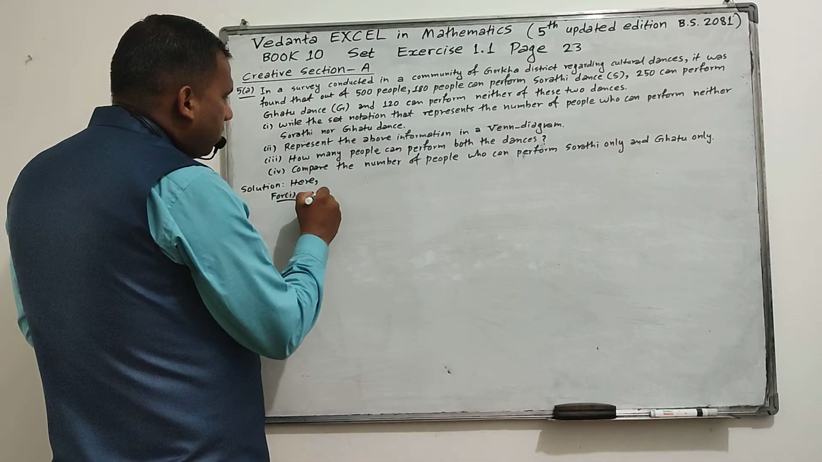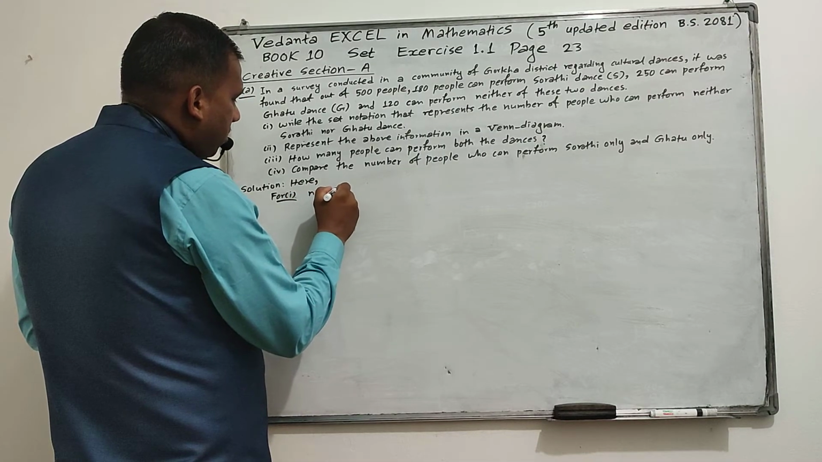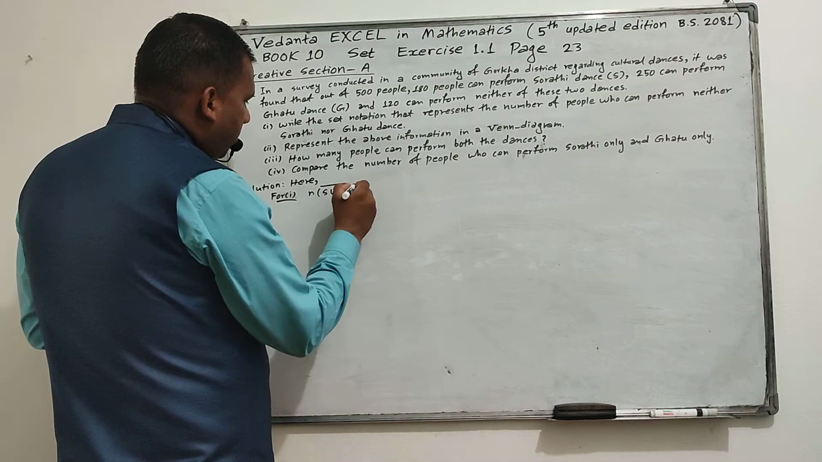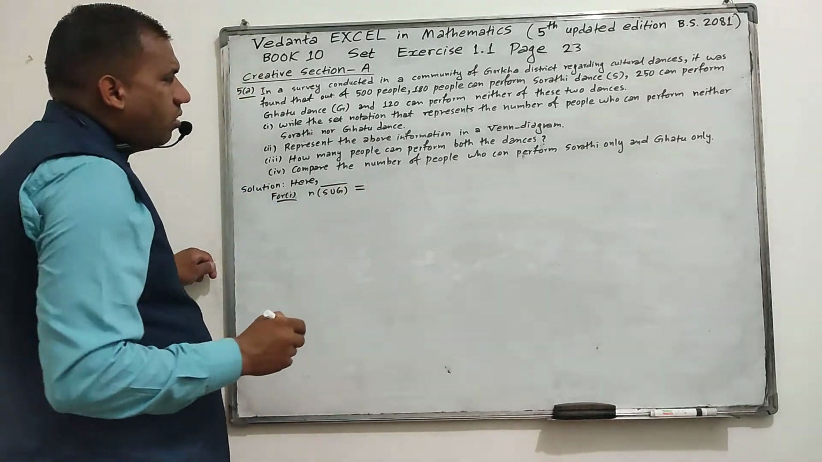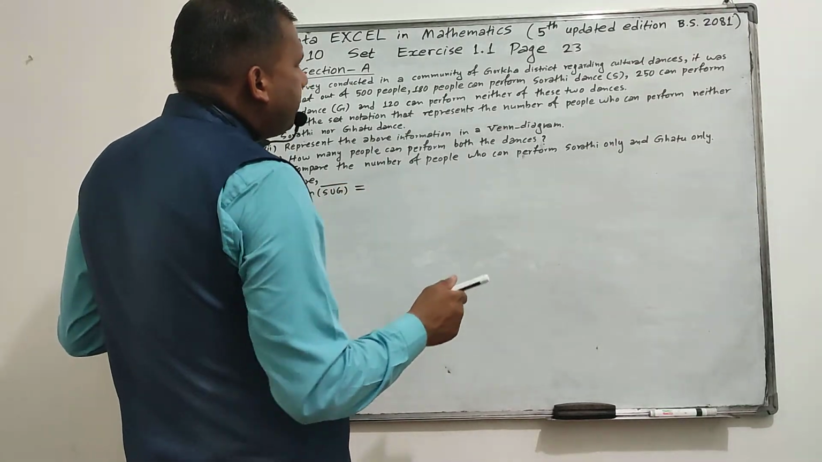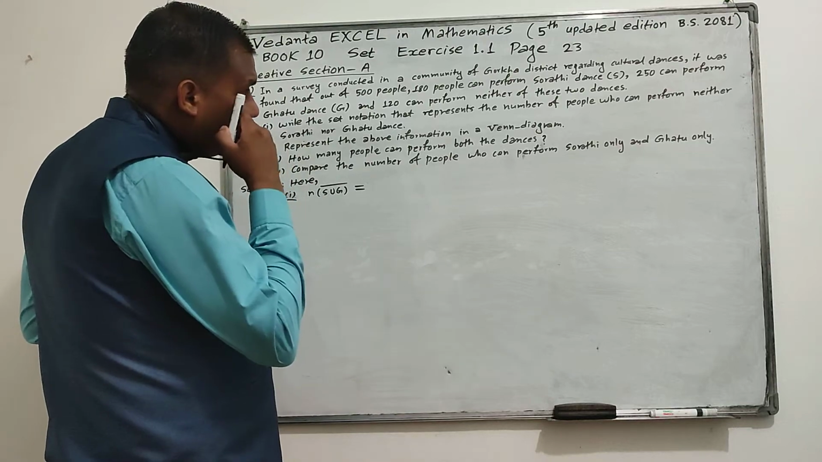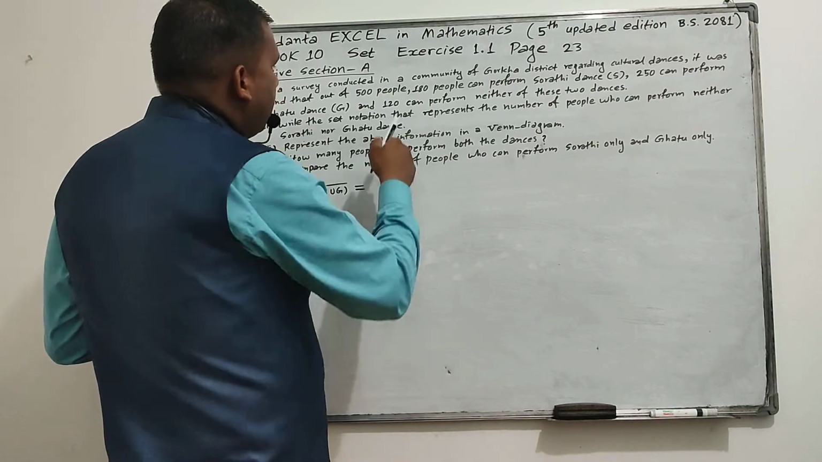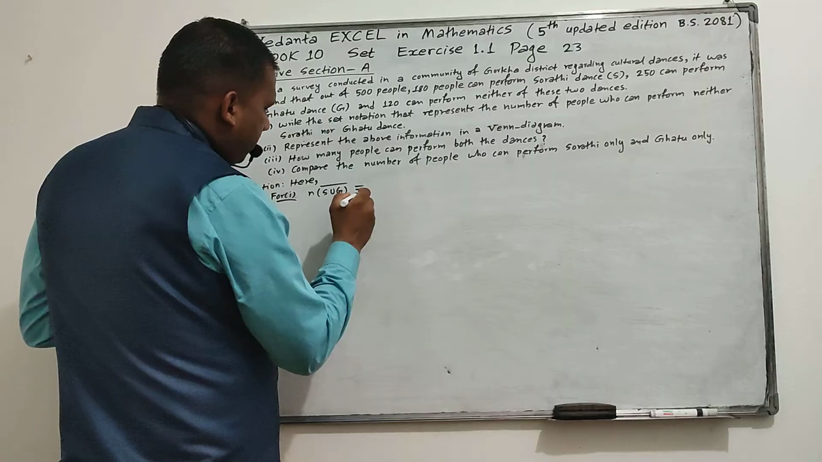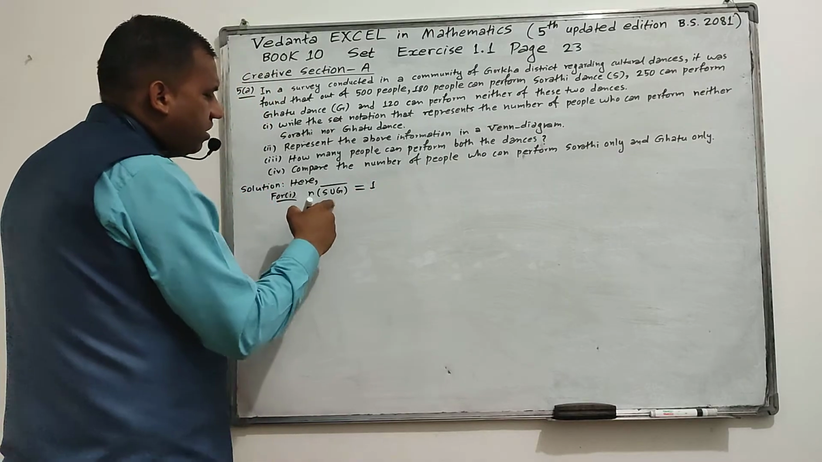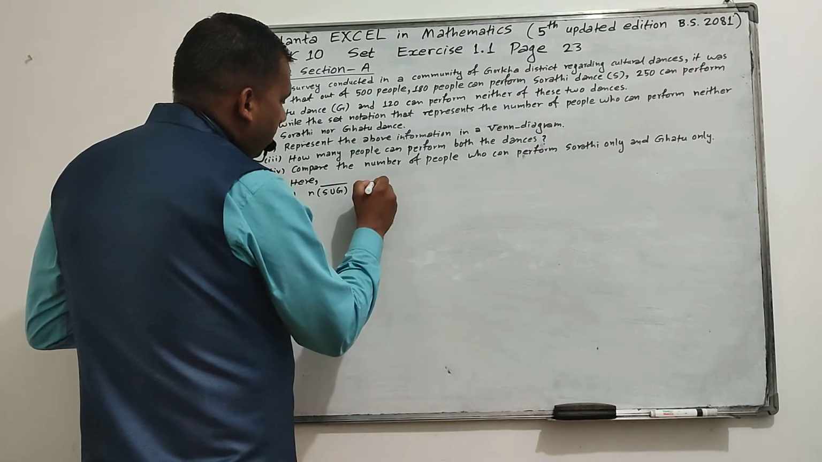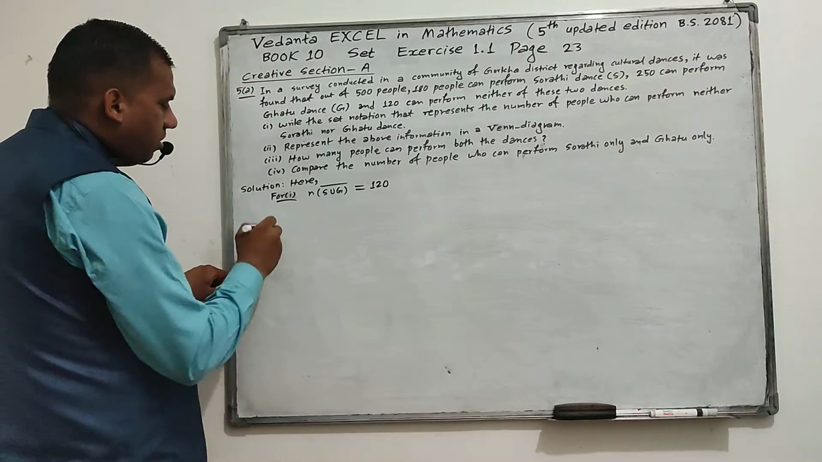Number of S union G complement, who can perform neither of these dances, that is 120. So number of S union G whole complement equal to 120. This is the answer for 1.